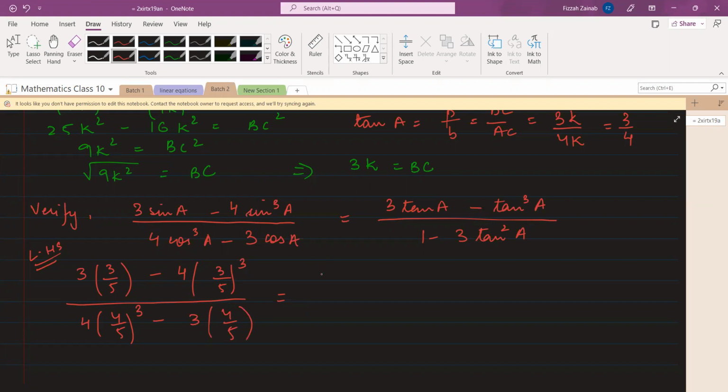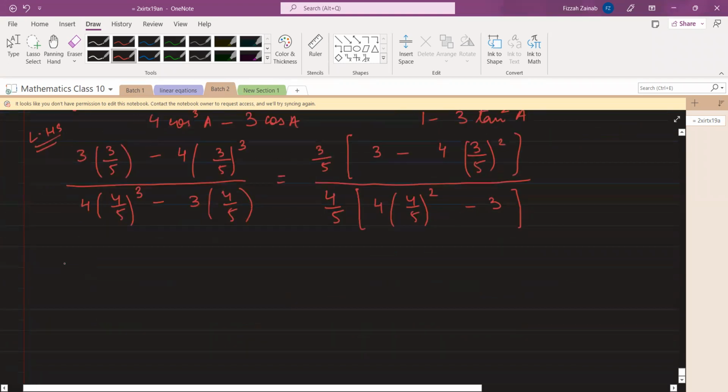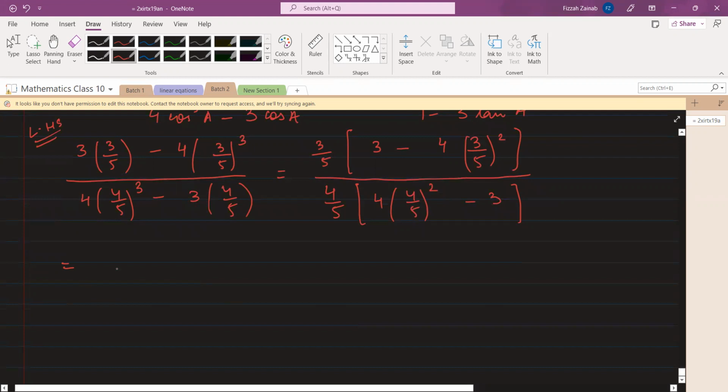Okay, 3 by 5 at least I can take outside just to make things a little bit simple, right? Then I have 3 minus 4 into 3 by 5 whole square and then divided by, so from here I'm taking 4 by 5 outside and then I have 4 upon 5 whole square minus 3. Is that okay? Yes, ma'am. Okay, so from here the denominator 5 will get cancelled out, right? This 5 and this 5 will actually cancel out, so it will be 3 by 4 only. Is that okay?